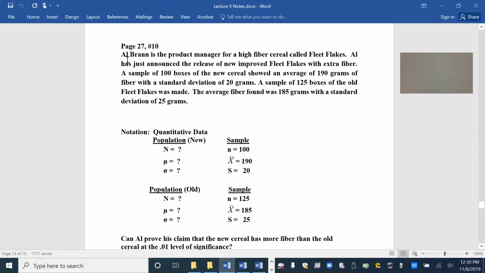Page 27, number 10. Al Brand is product manager for a high fiber cereal called Fleet Flakes. Al has just announced the release of a new improved Fleet Flakes with extra fiber.